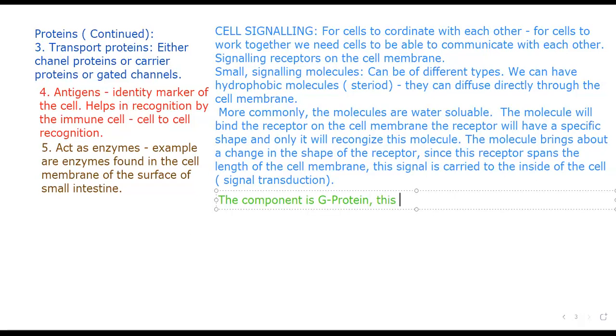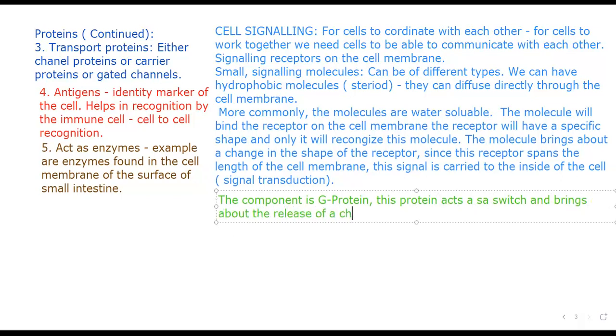This protein acts as a switch. How does it act as a switch? It brings about the release of a chemical compound called a second messenger.